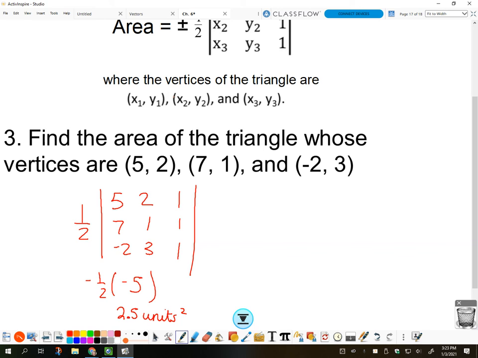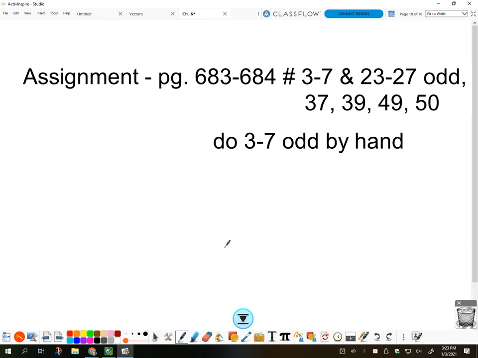All right, I believe that's all we have for today. So 3 through 7, those are finding the determinant of a 2 by 2. So do those by hand. If you have questions, please let me know.